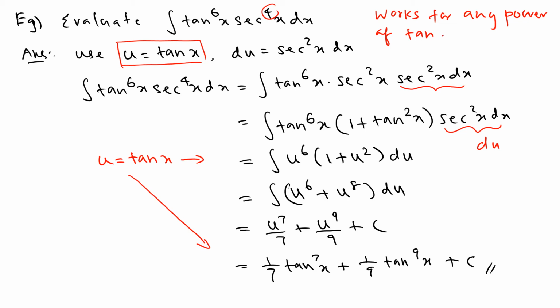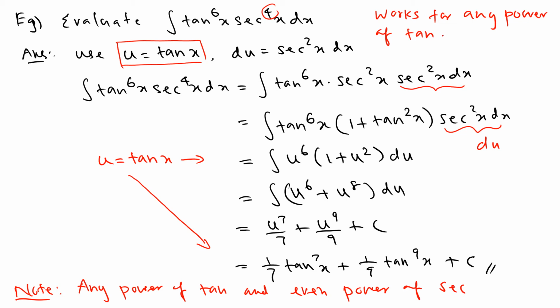Again, any power of tangent and even power of secant. Those are the cases, because you can do this same trick for any problem like that, even something like square root of tan times secant squared. So try this problem as an exercise: tan x square root, secant 4x dx. You can see that it works.